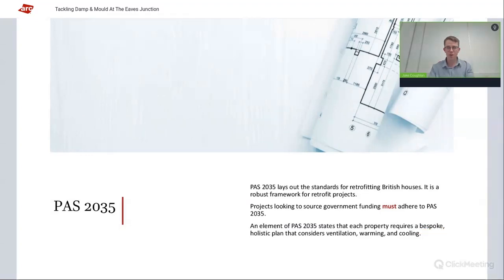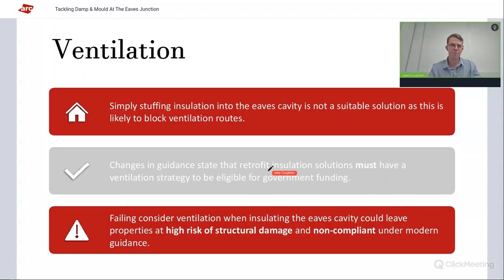So another element that many of you will be very familiar with is PAS 2035. In there, you need to consider all elements of a retrofit, including your ventilation, your insulation, thermal bridging, warming, overheating, cooling. And this sort of summarizes it, really. The Retrofit Eaves Insulator considers those things. Simply stuffing insulation into that cavity doesn't really work. There must be a ventilation strategy as well to get that government funding.